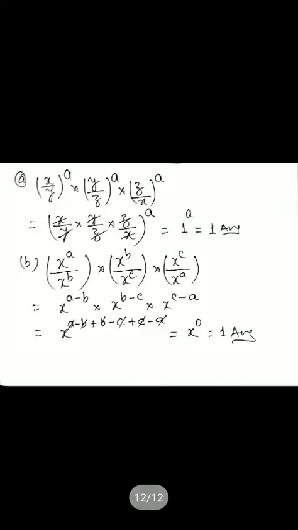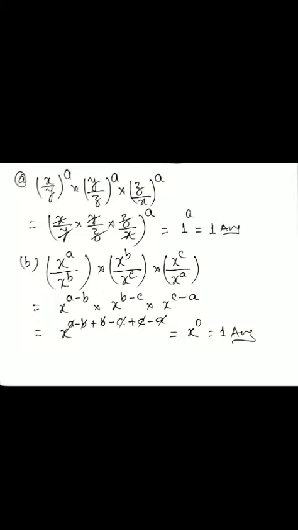Now enrichment questions. (x by y) raised to the power a multiplied by (y by z) raised to the power a multiplied by (z by x) raised to the power a. Here exponents are equal, a. So multiply the bases: (x by y multiplied by y by z multiplied by z by x) whole raised to a. So y cancels, z cancels, x cancels. So it can be written as 1 as a base raised to the power a, equal to 1. Answer.